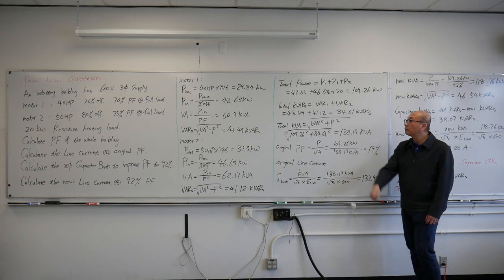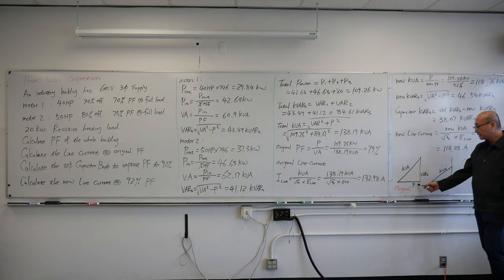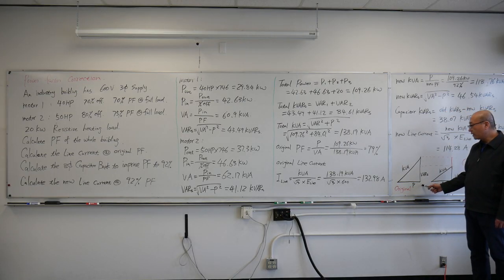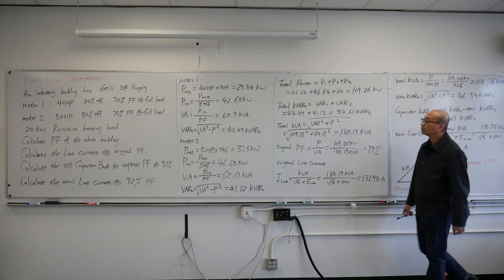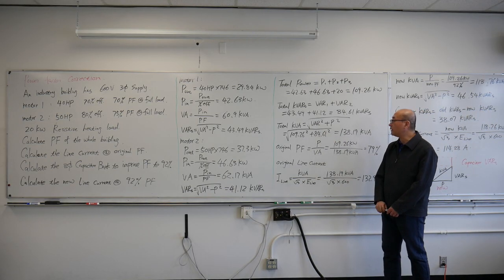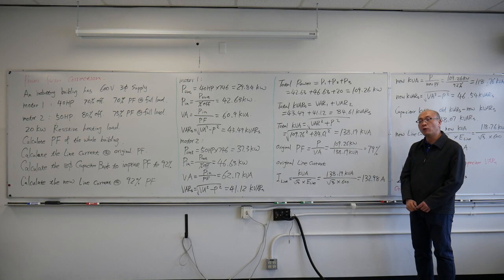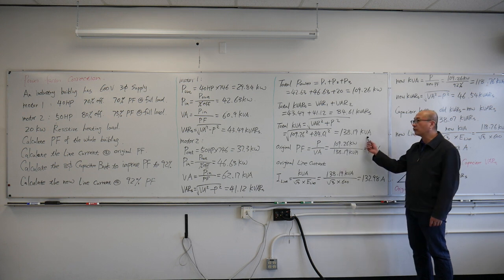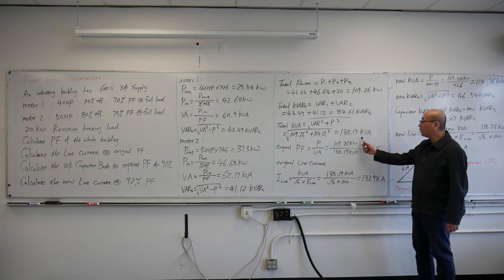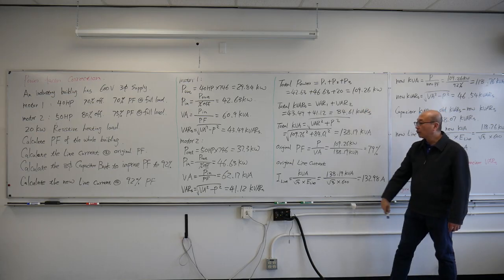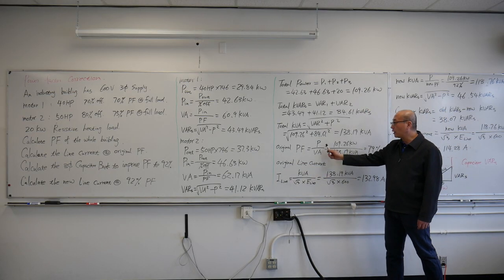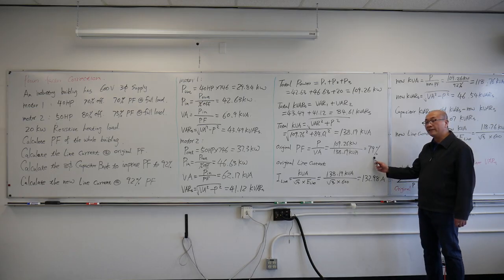With those total power and total VARs, here's our triangle with the power and VARs. We can calculate the total kVA of this place. Total kVA, VAR squared plus P squared, take the square root, gives us 138.19 kVA. That's the total kVA for the whole building. With the kVA and the power, we can find out the power factor. Power over VA gives us 79% power factor.